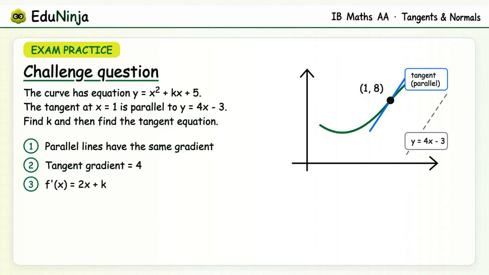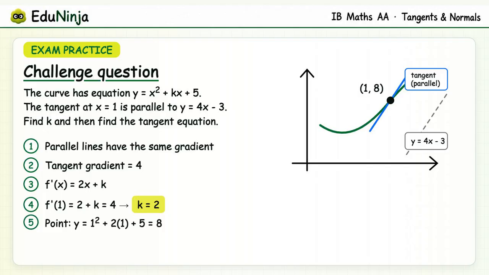Differentiate the curve. dy by dx equals 2x plus k. At x equals 1, that becomes 2 plus k. Set this equal to the gradient 4, so 2 plus k equals 4, and k equals 2. Now substitute x equals 1 into the original curve, using k equals 2. We get y equals 1 squared plus 2 times 1 plus 5, so y equals 8. The point is 1, 8.